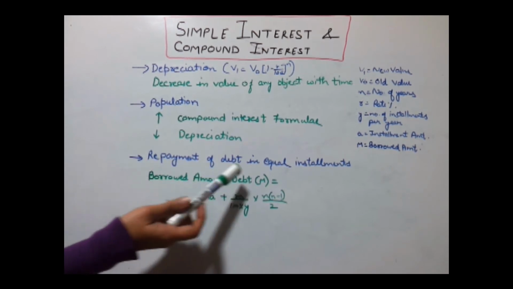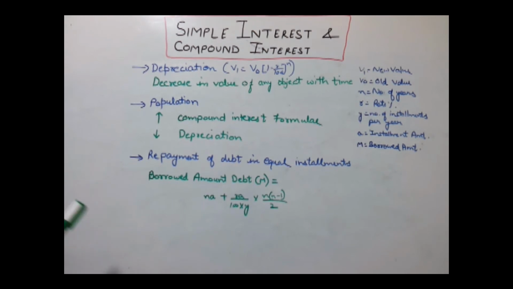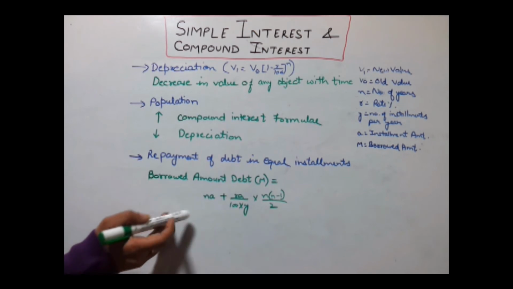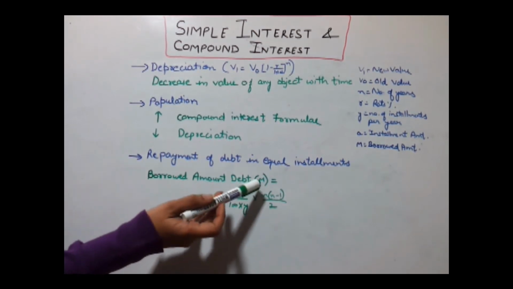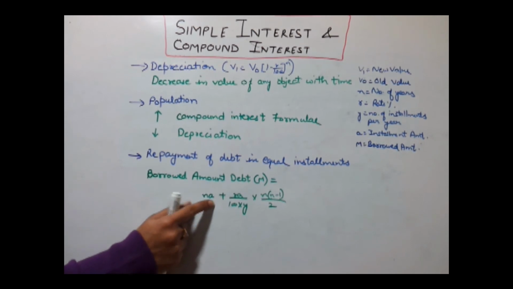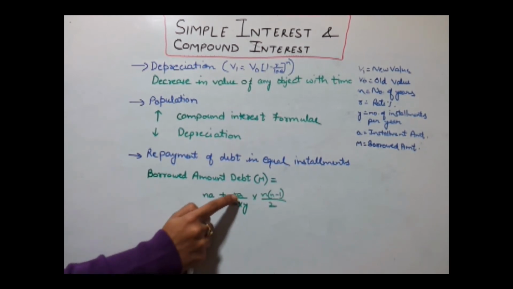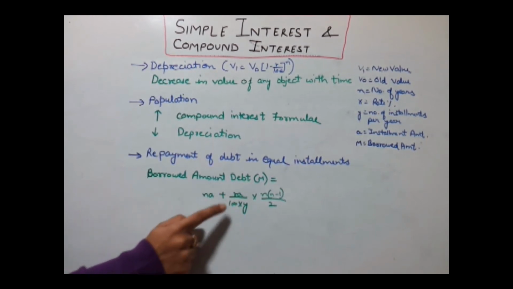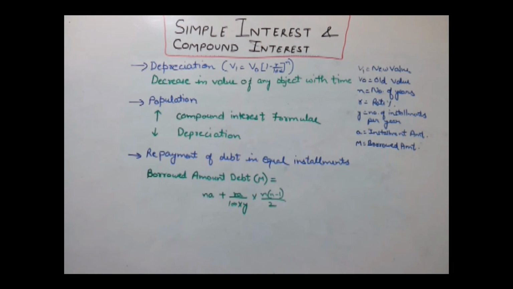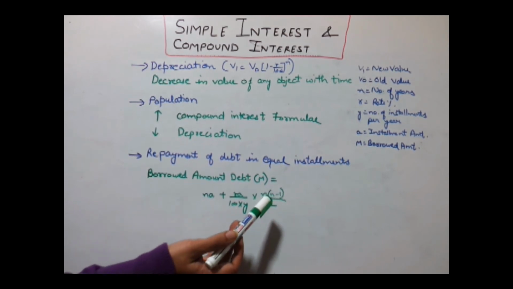Now, if there is a repayment of debt in equal installments, say you have taken rupees 1000 from someone, and now you have to repay that thousand in equal installments, say 50 every month, then how much time you will take, or what the borrowed amount is that you need to find out, it can be calculated from this formula: M, that is the amount you borrowed, is equal to NA, where N represents the total time and A represents the installment amount, plus RA, where R is the rate percentage at which you have borrowed that amount, divided by 100 into Y. Y represents the number of installments per year, that is, you need to make 3 installments a year, 5 installments a year, 6 installments or 12 installments, into (n minus 1) divided by 2.